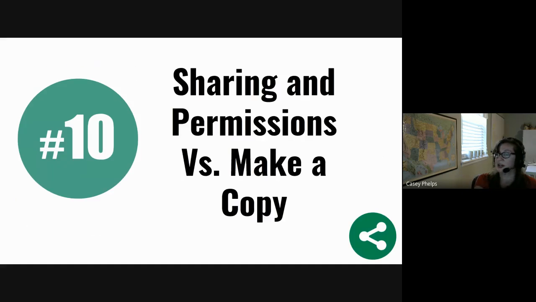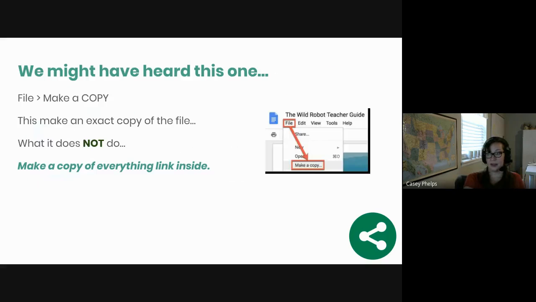Okay. Number 10, sharing and permissions versus making a copy. File, make a copy. We've heard this just a few times. What does it not do? It does not make a copy of everything linked inside. That's a typo. So when you're making a copy, all it does is make a physical copy of whatever's in there. So it's going to copy the links just as they are. So anything linked inside is not going to make a new copy of that. It's just going to be a copy of the link.